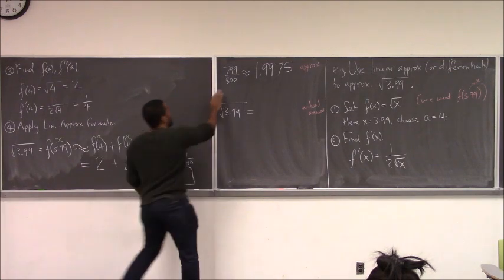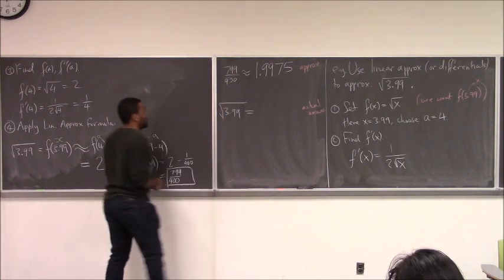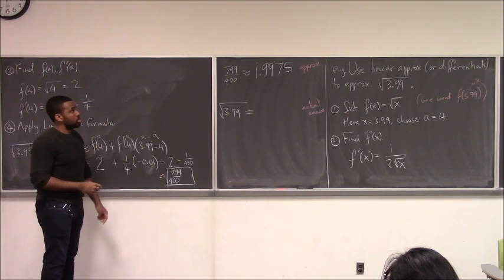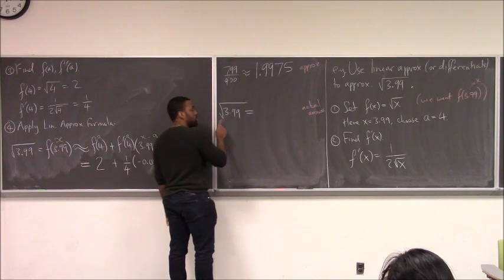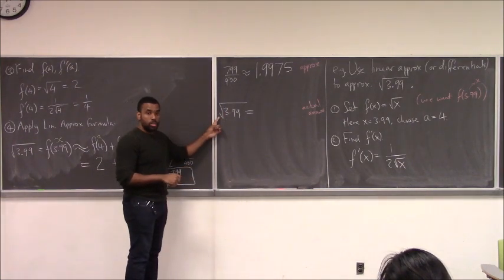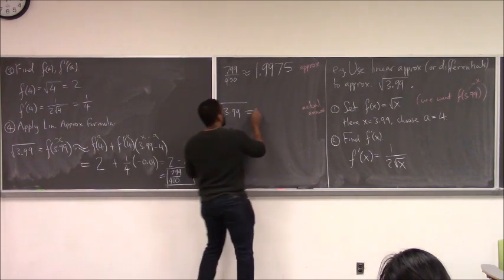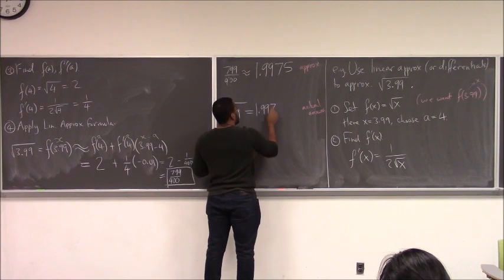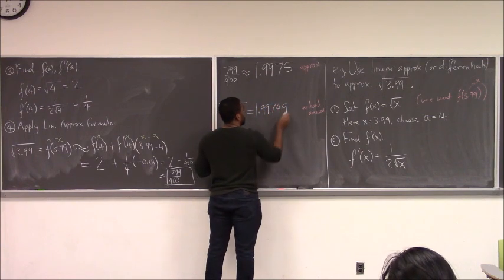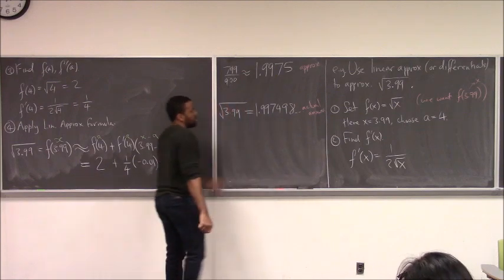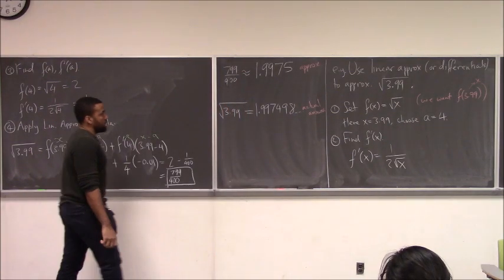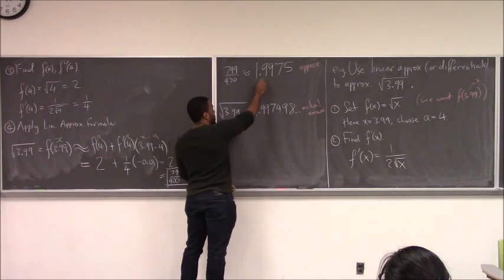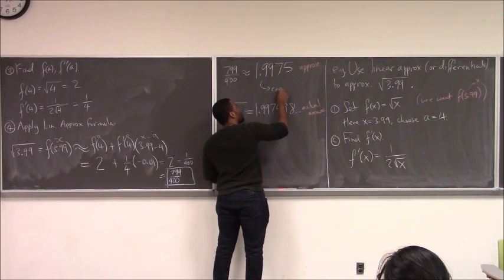Do you mean to write 799 over 800? 400, sorry. This, I want to compute this. What would this mean if you actually use the square root function in your calculator? 1.99749, what? 8436. Right. So you can kind of see, if we were to round this to four decimal places, this is correct to four decimal places.